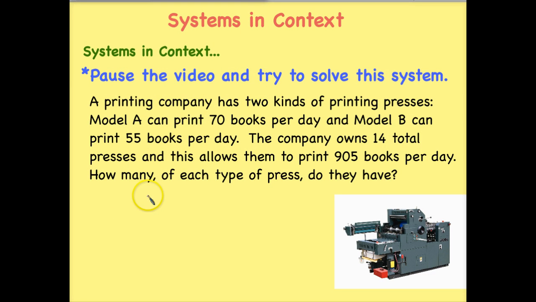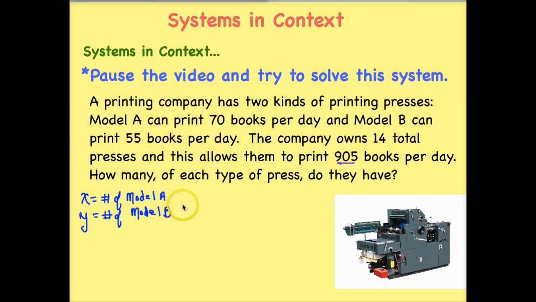Again, pause the video and try to solve this system on your own. A printing company has two kinds of printing presses. We have a Model A and a Model B. Model A can print 70 books while Model B can print 55 books. We know the company owns 14 total presses and they can print 905 books per day. So we want to determine how many of each type of press they have.